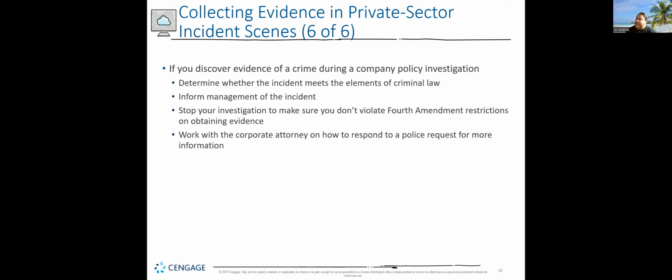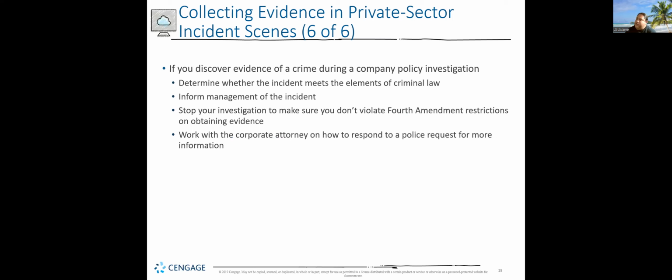You discover evidence of a crime during a company policy investigation. Determine whether the incident meets elements of criminal law. So, did they damage equipment? Did they do this nefariously? Does it meet any of those requirements? Inform management of the incident. You gotta let your bosses know and their boss's boss know. Because CYA, cover your butt. That's one of the main things you're gonna learn.